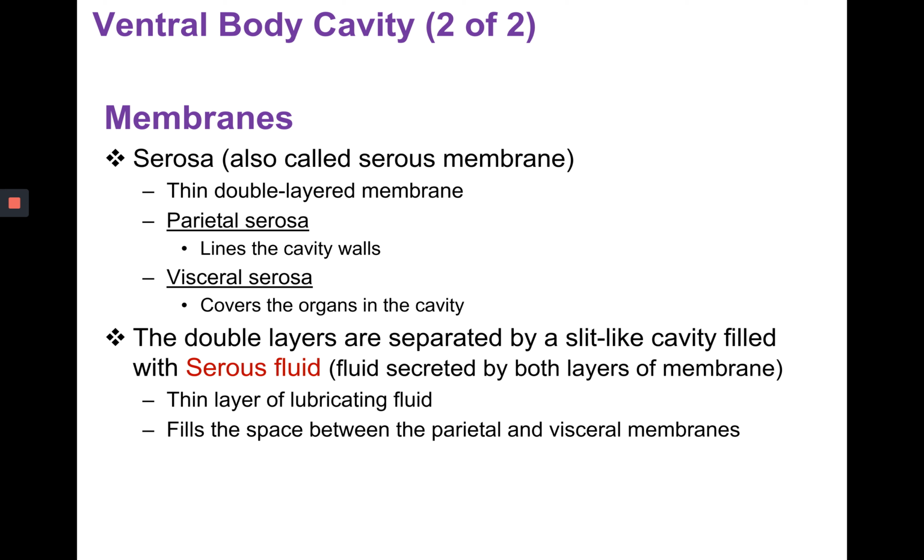The parietal serosa lines the cavity walls and is going to be further away from the body organs, but not super far away. These double layers are actually really close together. They're only separated by a slit-like cavity filled with serous fluid. And this serous fluid is going to be really lubricating. It's going to allow these layers to slide past each other, but also against organs. So the main goal of serosa or serous membranes is to reduce friction as organs move and slide past each other. That way we don't build up heat or cause inflammation.